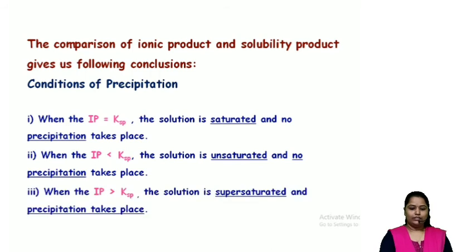Third, when ionic product is greater than solubility product, only at that time precipitation takes place and the solution is supersaturated. It is the condition for precipitation. Ionic product greater than solubility product means a supersaturated solution and precipitation takes place. These are the conditions for precipitation.